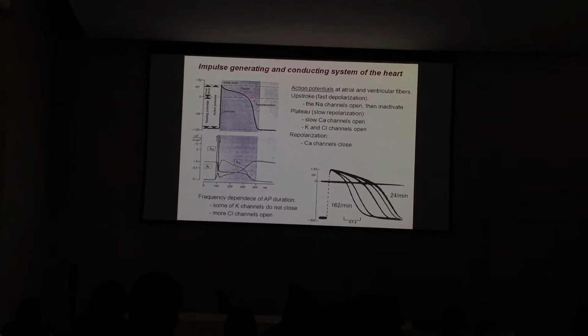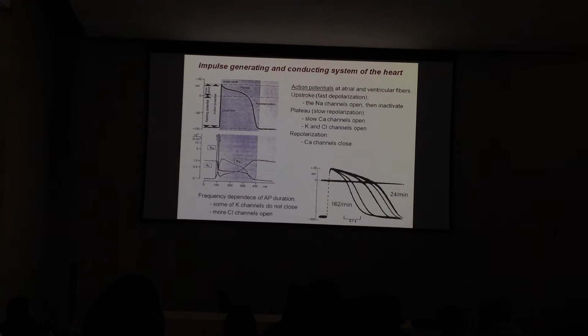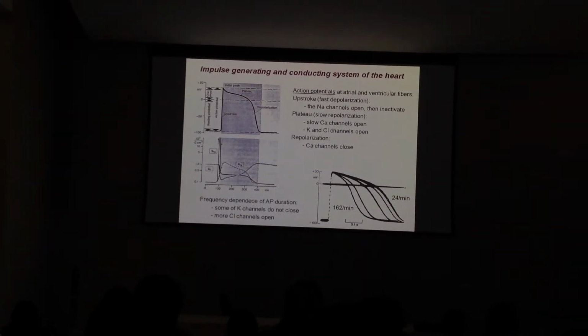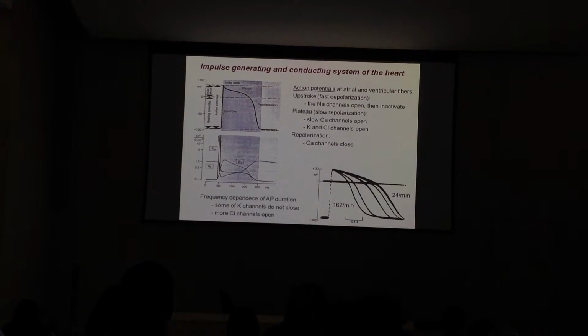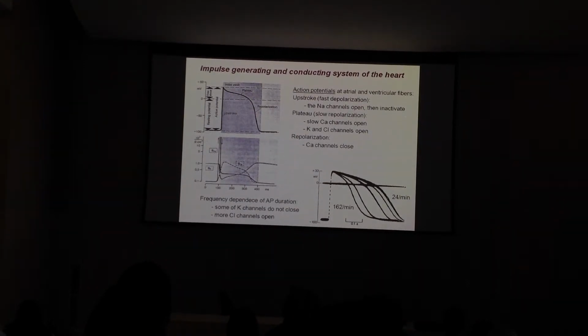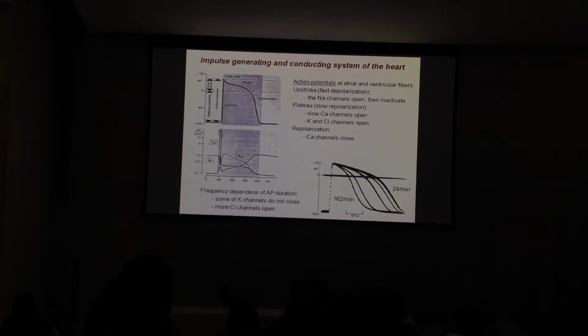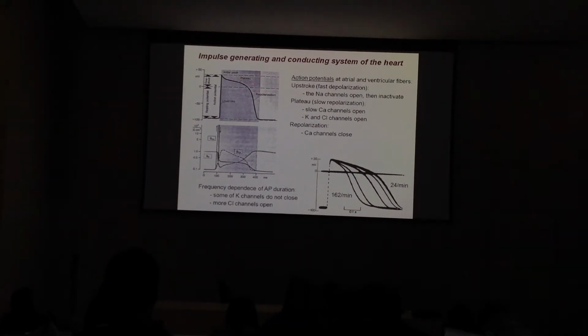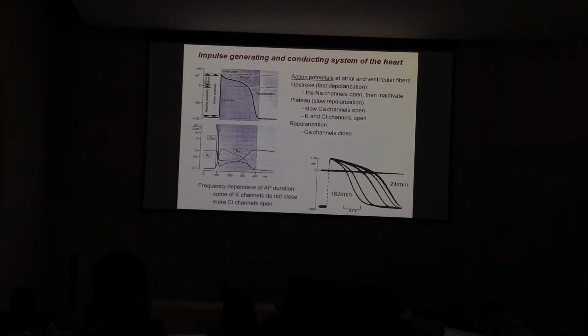And the last period is the fast repolarization. Then the calcium channels will close, and the open potassium channels will repolarize the membrane completely. Therefore, the repolarization in the ventricular muscle fibers has two different periods. The first one is the slow repolarization, which is called plateau phase, and then the faster repolarization, which restores the normal membrane potential.